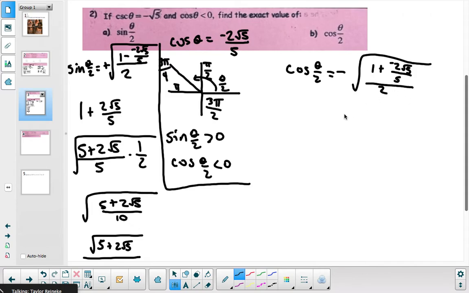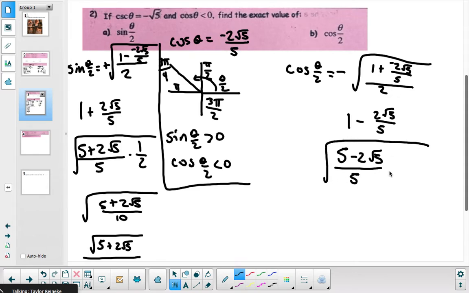And same kind of story that we're going to have here. It's 1 minus 2 root 5 over 5. I'm zooming in on the numerator. This is 5/5, so 5 minus 2 root 5 all over 5. Now I'm going to bring in the rest of it times 1/2. And we have 5 minus 2 root 5 over 10. Square root of that. You can't.